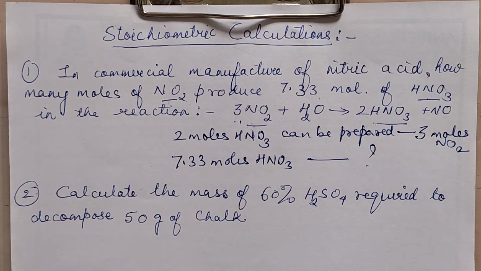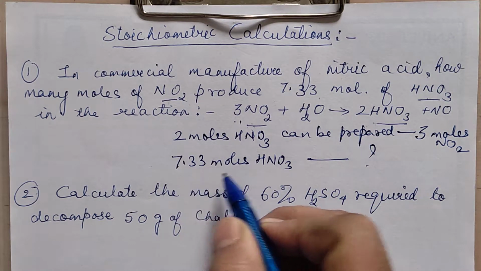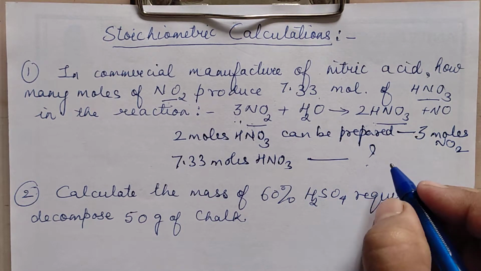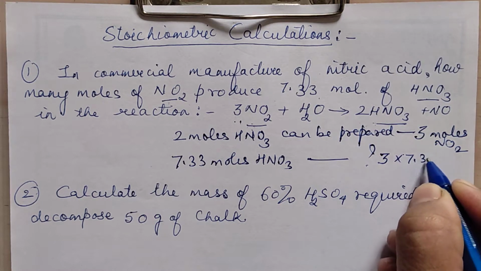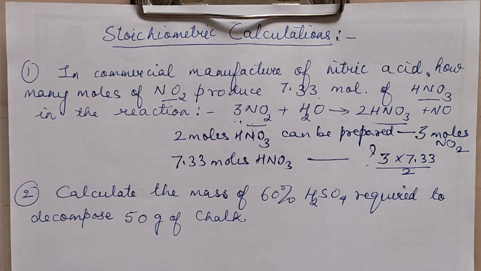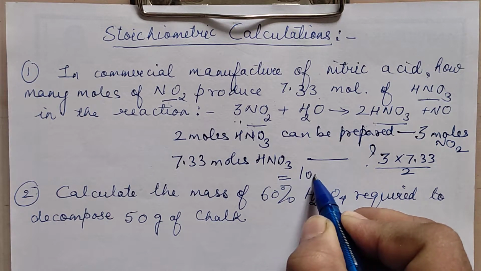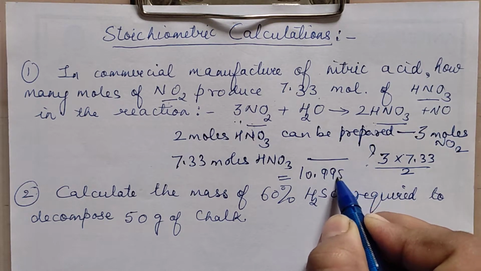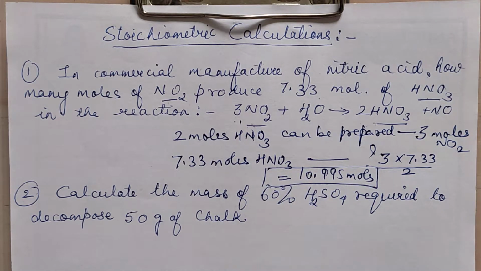These mainly involve the simple unitary method, like for 2 mole, 3 moles are required. For getting 7.33, how much will be required? So what you will do, you will have 3 multiplied by 7.33 divided by 2. This is what you have to solve. So when you solve this, you will get the answer as 10.995 moles.